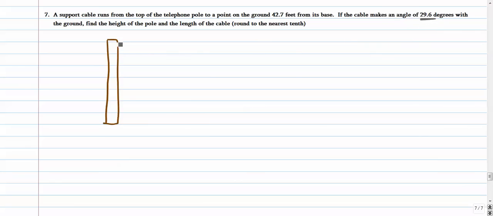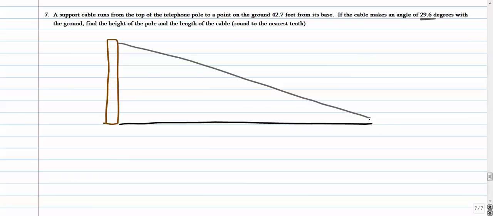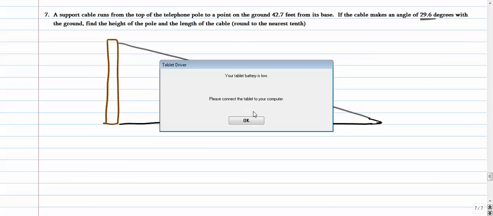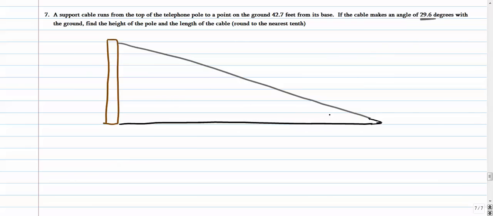All right, and that cable runs all the way over here, right? And that angle that it makes with the ground, I'll extend that a little bit, that angle that it makes with the ground is 29.6 degrees. All right, find the height of the pole and the length of the cable. All right, so we have more information here, 42.7. That is the distance that the telephone pole is from the end of the cable.